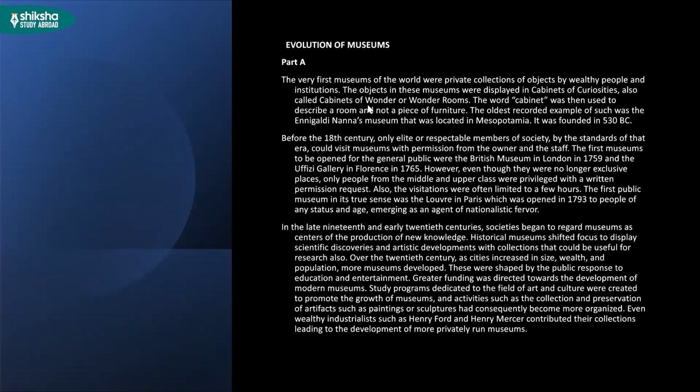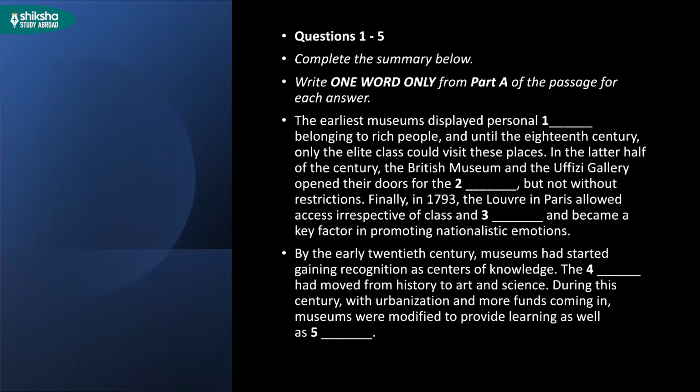Now, guys, as you can see, there is a long text with 1, 2, and 3 paragraphs here. So it says evolution of museums. This is a sample paragraph here for you, just to show you how your reading paper for this particular question will look like. Okay, summary completion. So passages like these, paragraphs like these will be given to you, and questions like these, questions 1 to 5.